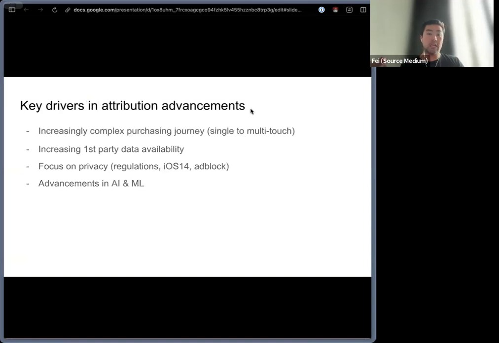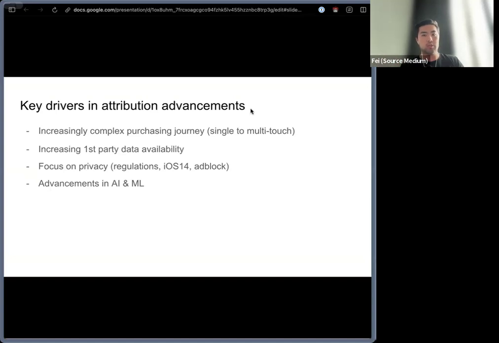So, attribution technology has advanced, but also a lot of it is still the same from decades ago, right? But what's actually driving the advancement in attribution technology? It's really this increasingly complex purchasing journey, from mostly single touch to multi-touch and now multi-channel, right? But also there is just a lot more first-party data. And just real quick, first-party data just means the data that you produce just by operating. So that's the data that you own, right? So as a brand, there is more and more first-party data being available. The platforms are making it easier and easier to actually get the data out.